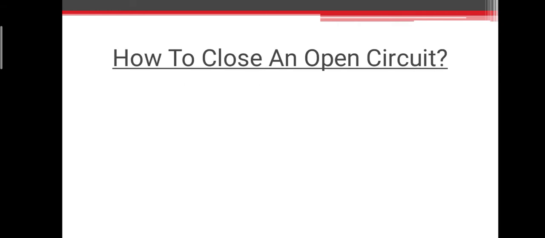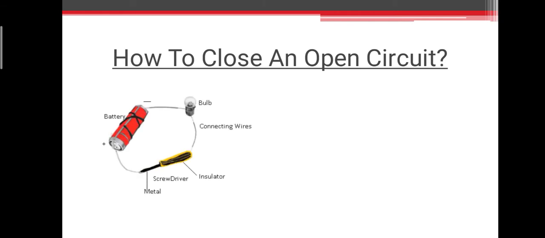Next we are going to discuss how to close an open circuit. We just told you if the wire is broken, the connection between the battery and the electric appliance is broken, the circuit is open. So how can we change that open circuit into a closed circuit? Here you can see, you can do this experiment at home with low power batteries. If you use a battery and a bulb, connect them with wire and break it from one side, this will be the open circuit.